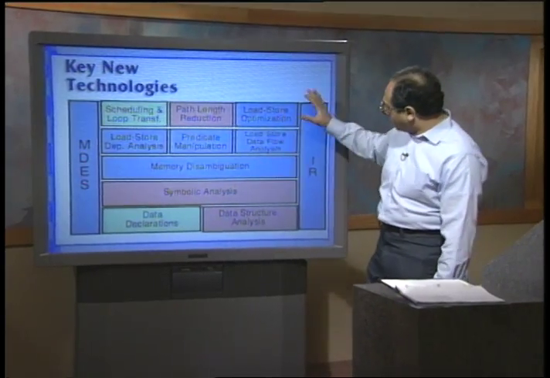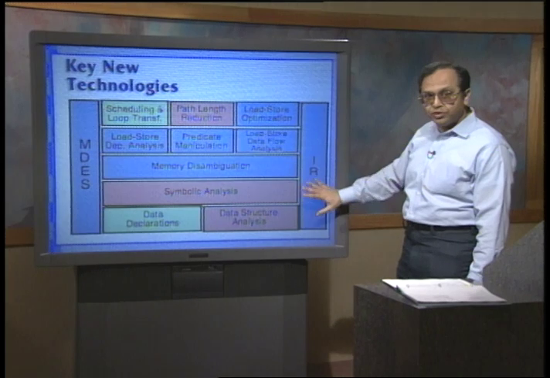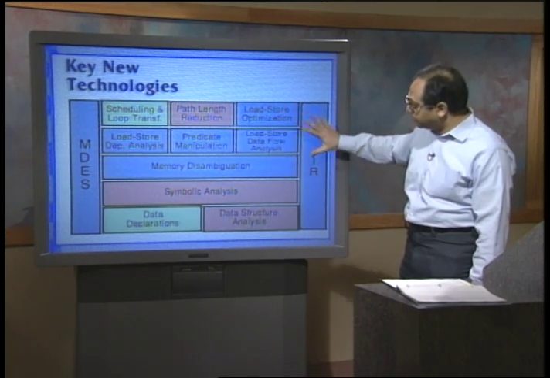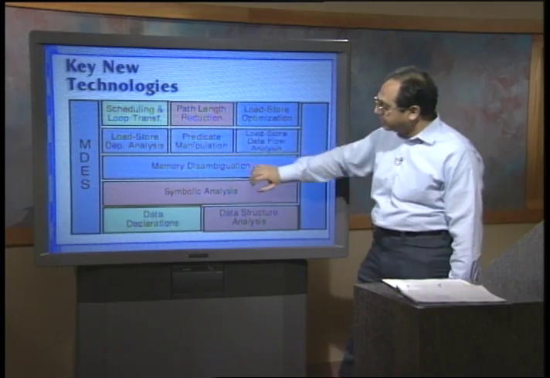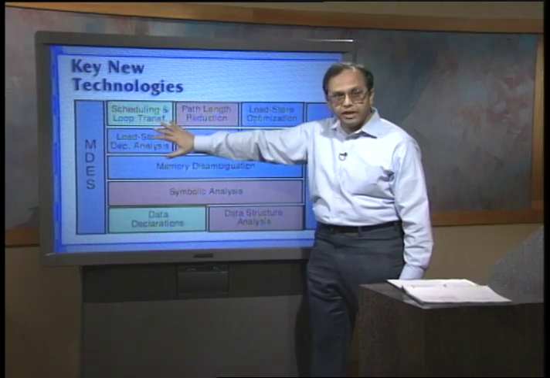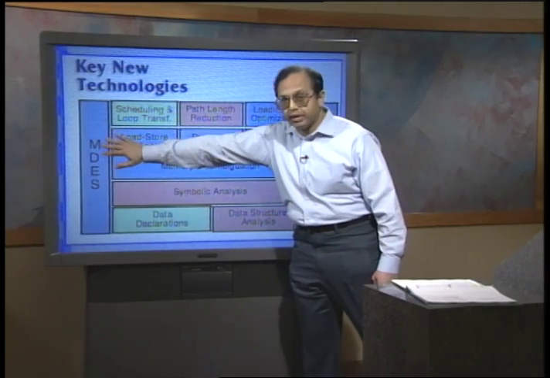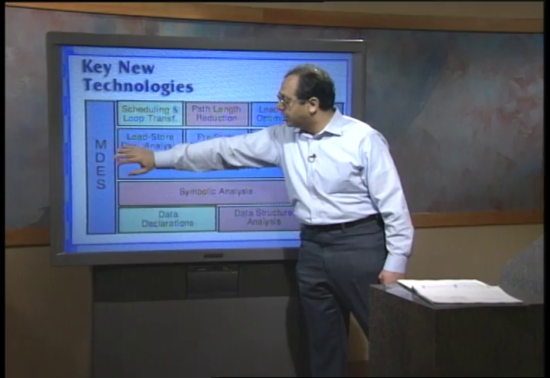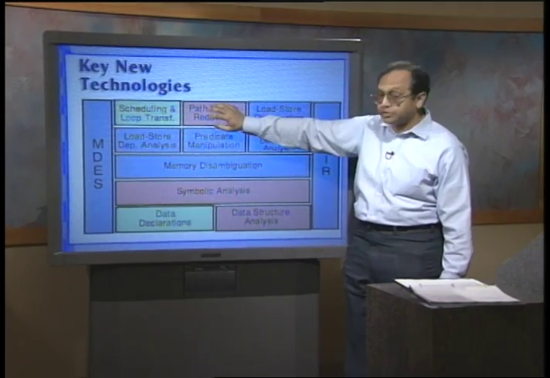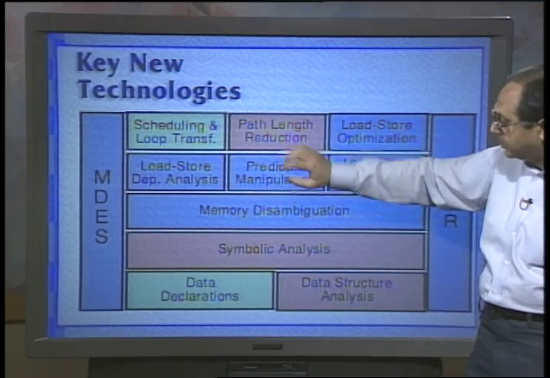Now, finally, we have the IR, which ties all of these together for the information flow from one action to the other, and a machine description, which is key to a number of these activities. Scheduling is very dependent on having a good model of the machine, and that comes from the machine description. Similarly, path length reduction needs to understand the latencies of operations, and so forth.